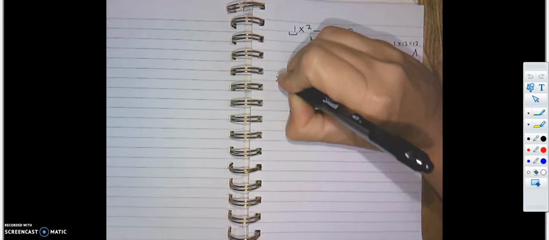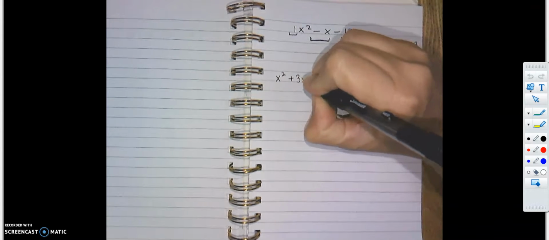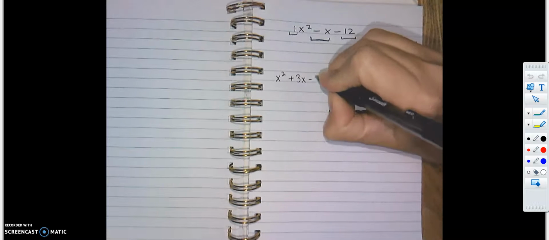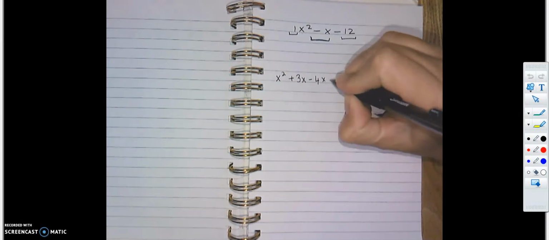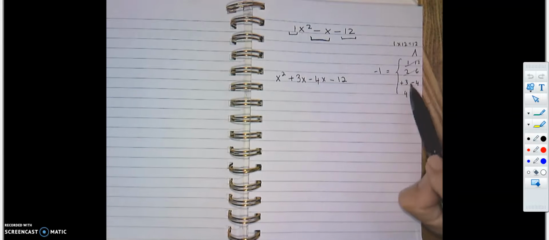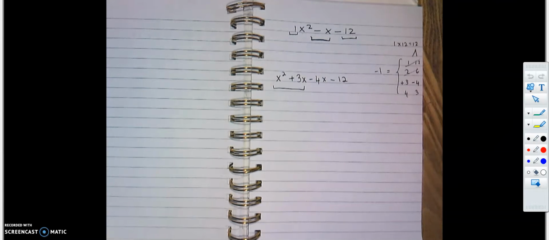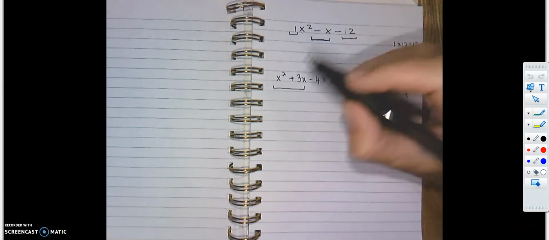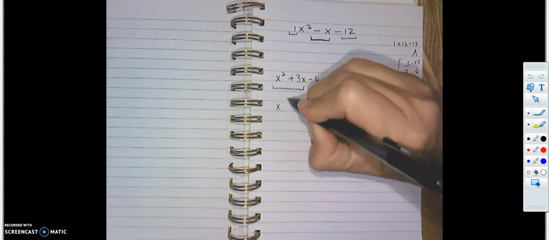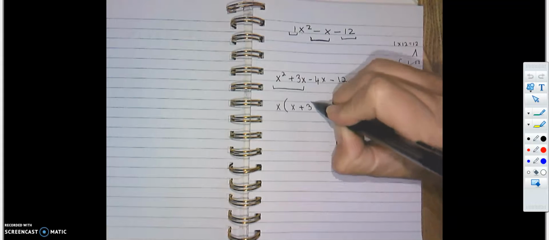So I'd write down x squared plus 3x minus 4x minus 12. So I've replaced the -x by my +3 and my -4. When I have the 4 terms, I take the first 2 terms and I ask, what have they got in common? What they have in common is an x. So I take out the x, and I'm left with an x plus a 3.